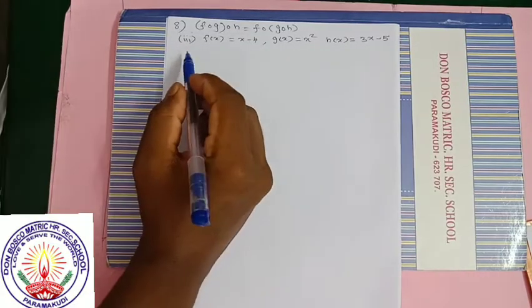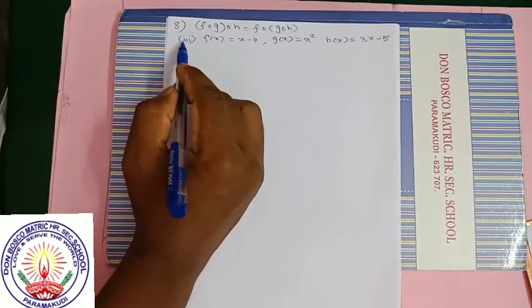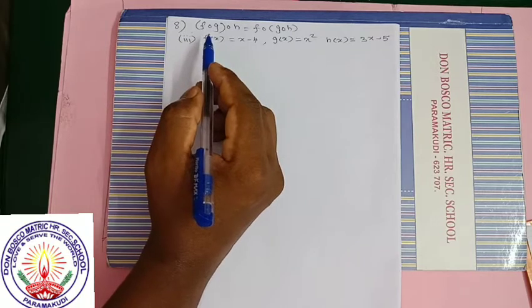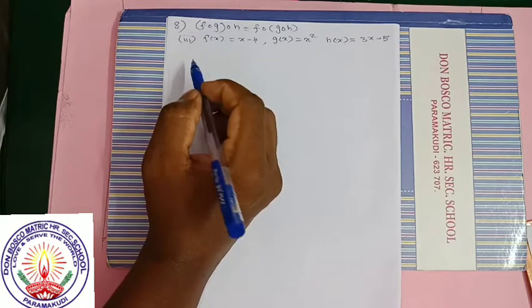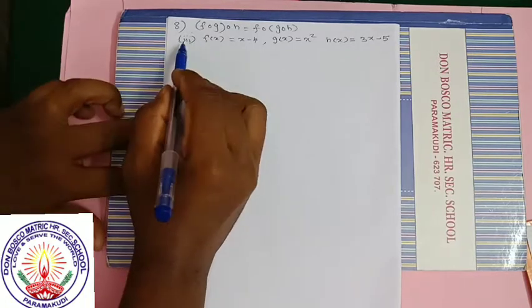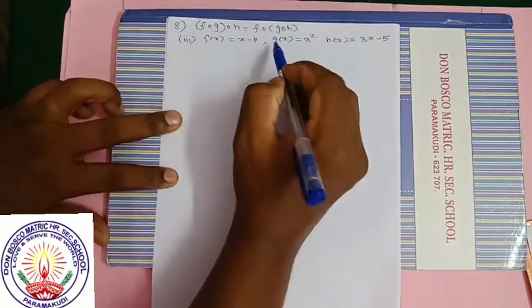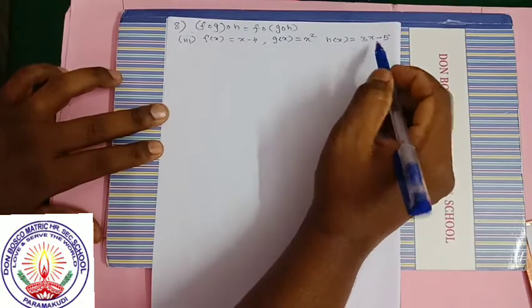Let us solve question number 3. Question number 8, subdivision 3. The remaining 2 questions, solve yourself. Any one of the 4 questions will be asked as a 5-mark question. So subdivision number 3, f of x equal to x minus 4, g of x equal to x square, and h of x equal to 3x minus 5.